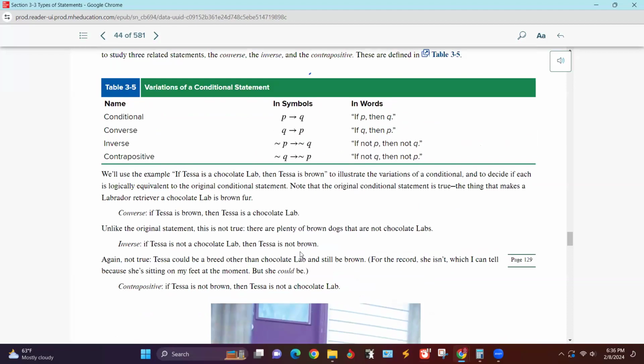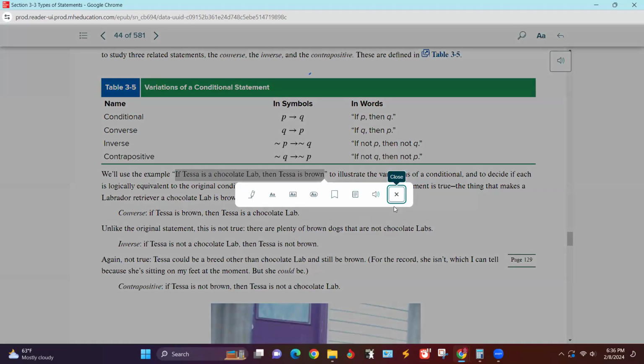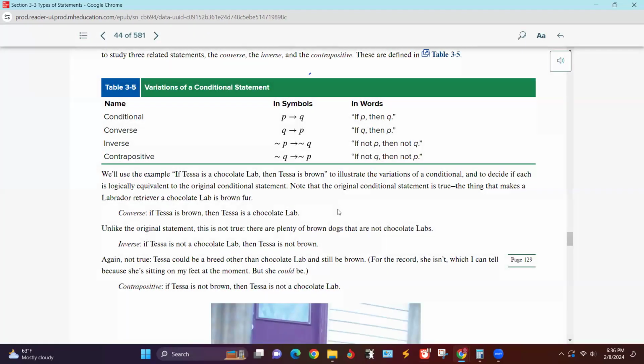So look at this. Here's a conditional statement. If Tessa is a chocolate lab, then Tessa is brown. That's the conditional statement. P is Tessa is a chocolate lab. Q is Tessa is brown. Now, the converse is just going to be to swap places. In other words, Tessa is brown goes first. So if Tessa is brown, then Tessa is a chocolate lab. That's the converse.